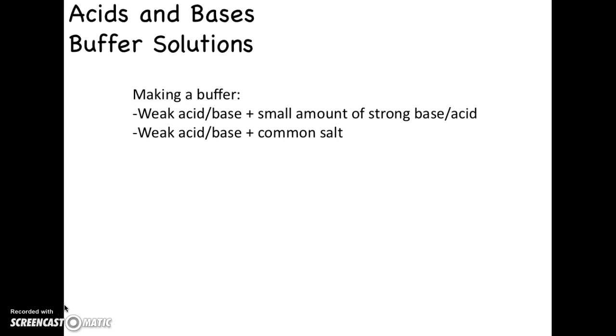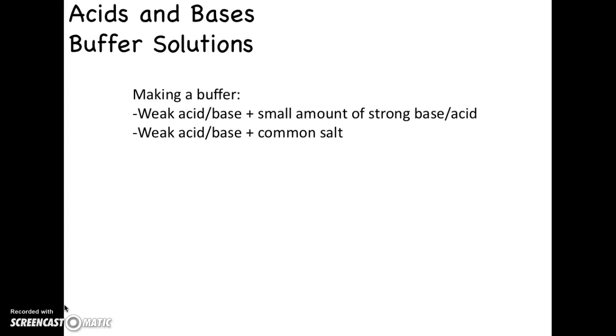Well, there's three ways. First way is if you take a weak acid and you add a small amount of a strong base to it. Then a little bit of that weak acid is going to get converted, because of that strong base being added, into the conjugate base in solution.